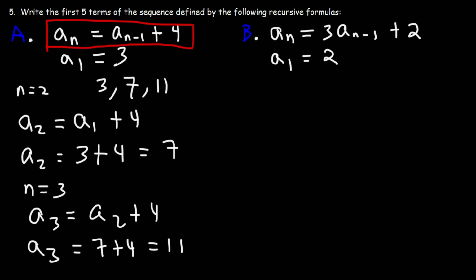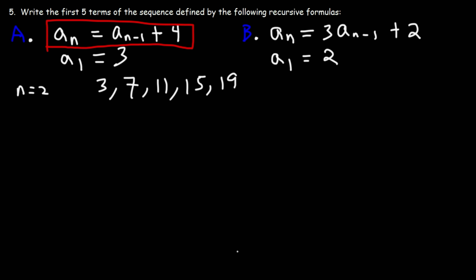At this point, we can see that we have an arithmetic sequence with a common difference of 4. So to get the next 2 terms, we could just add 4. It's going to be 15 and 19. So that's it for part A. So when dealing with recursive formulas, just remember, you get your next term by using the previous term. Now for part B, there's going to be a little bit more work.